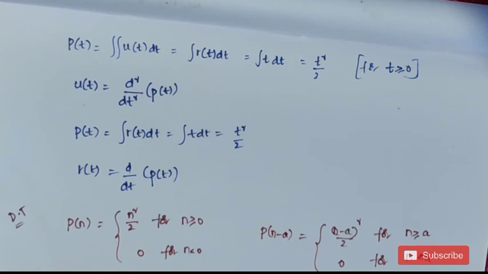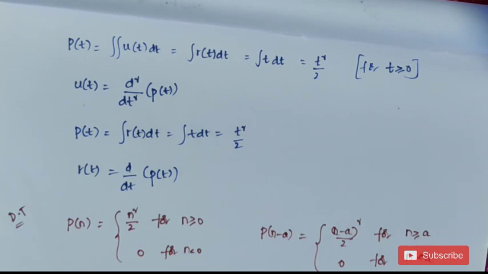This is about the three types of elementary signals. The first one is unit step function, second one is unit ramp function, third one is unit parabolic function. In the unit step function, u of t is equal to 1 for t greater than or equal to 0 and 0 for t less than 0. Whereas in the ramp function, r of t is equal to t for t greater than or equal to 0 and 0 for t less than 0. In the unit parabolic function, p of t is equal to t square by 2 for t greater than or equal to 0 and 0 for t less than 0.